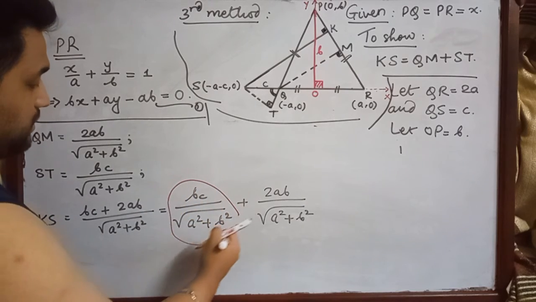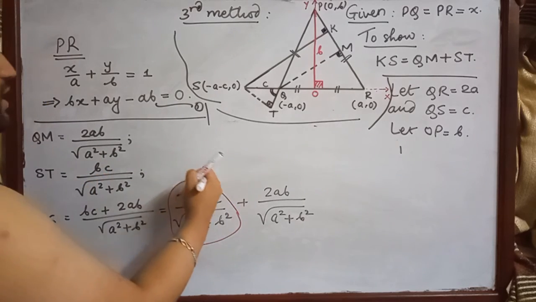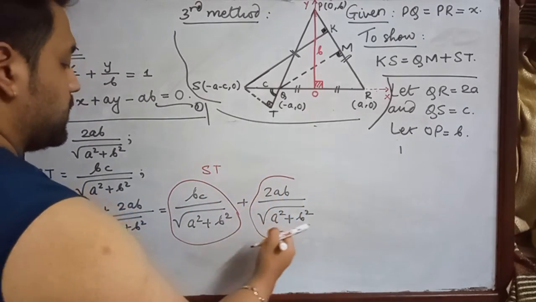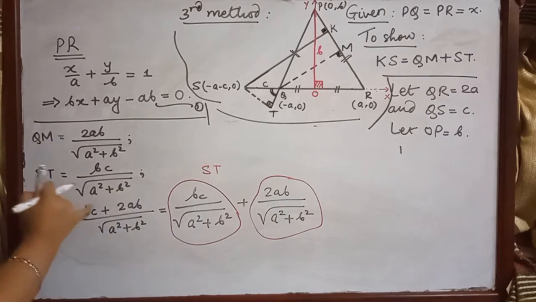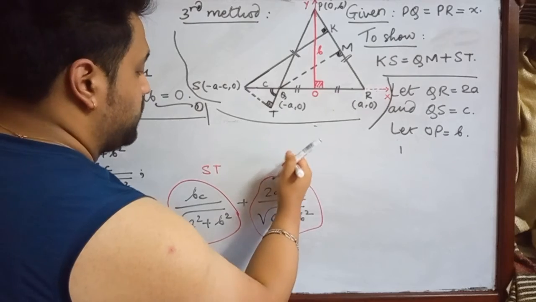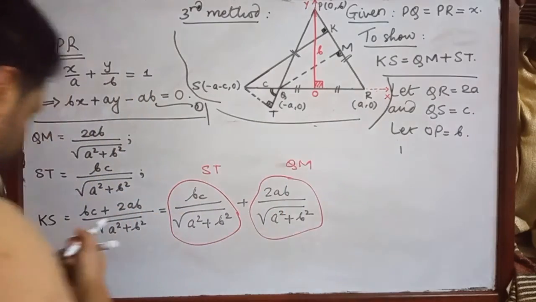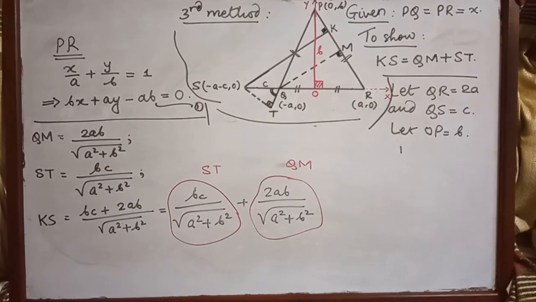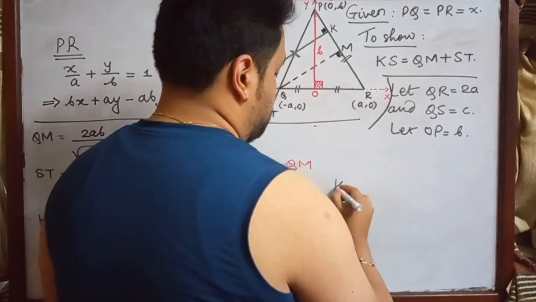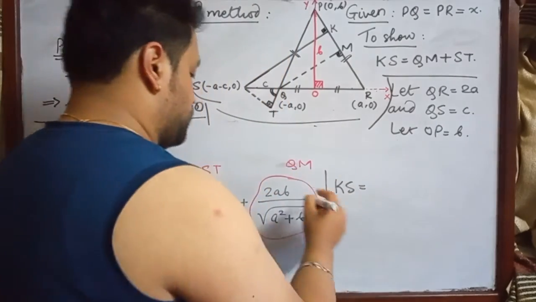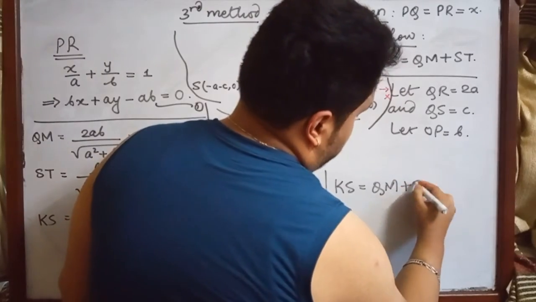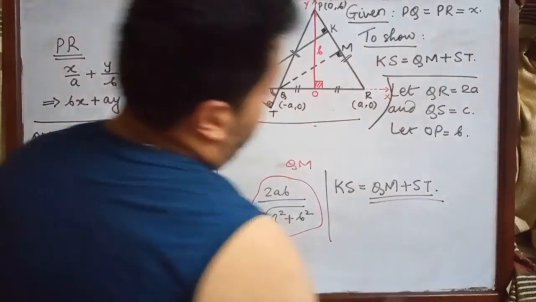Now, since this is ST and this is QM, we shall conclude that KS is equal to QM plus ST.